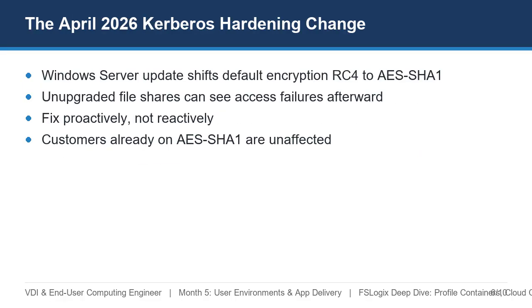Flag this one now. An April 2026 Windows Server update changes the default Kerberos encryption type from RC4 to AES-SHA1. Any file share hosting FSLogix containers that hasn't already been upgraded to AES-SHA1 risks access failures once that update lands on your session hosts. This is squarely a proactive fix, not something to discover during an outage.